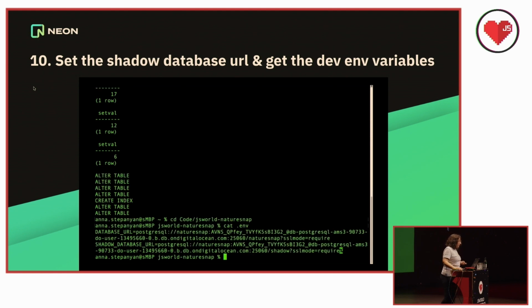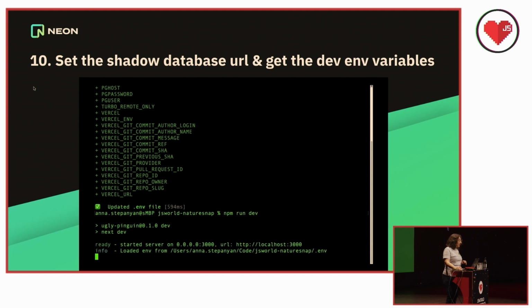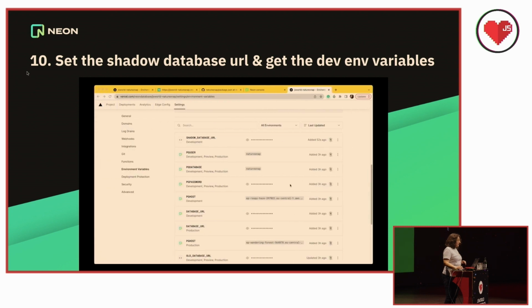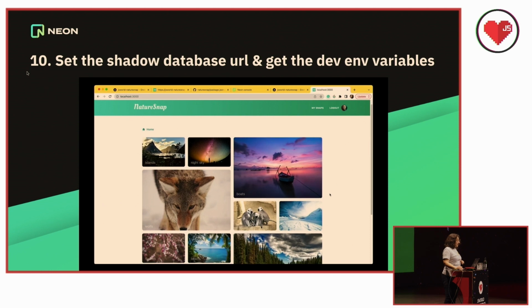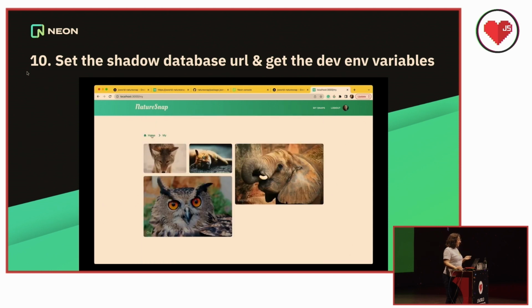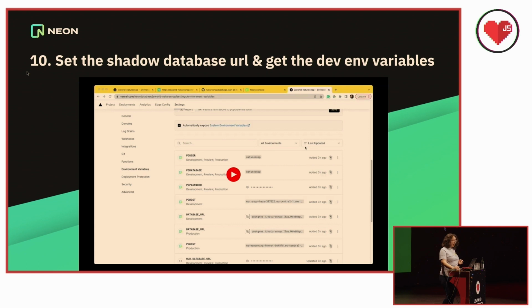Let's check. My environment variables locally were still old, so I want to pull the new environment variables from Vercel. I got them going, and now my app is running locally. Nice. So localhost shows me the same app with the same data because the development branch started from the production database, so it gets the same data I had in prod.